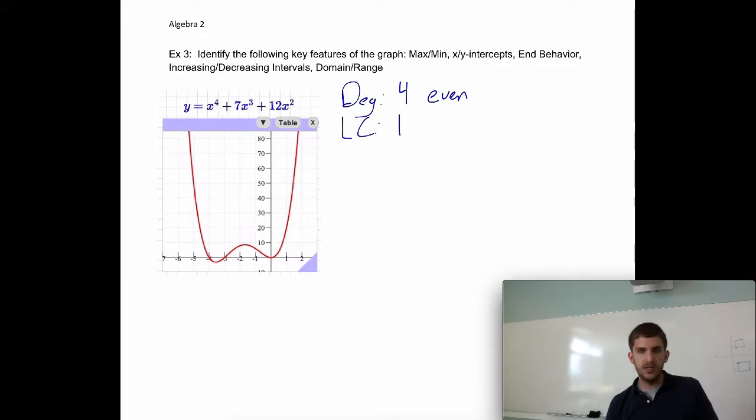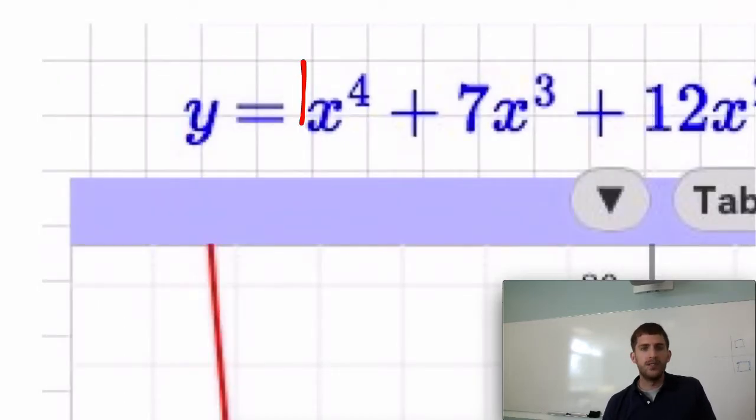Now, I don't see the number 1 written there. Remember, if there's no coefficient in front of a term, that means it has a coefficient of 1. So you could pretend that there was a 1 in front of here. Let me zoom in, that would just be 1 times x to the 4th. We don't need to put the 1 there, but it's helpful to realize that it is there.